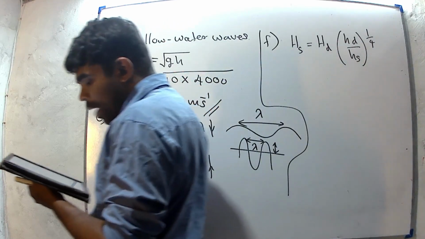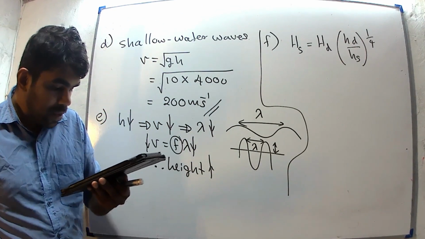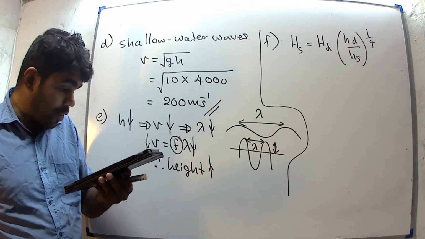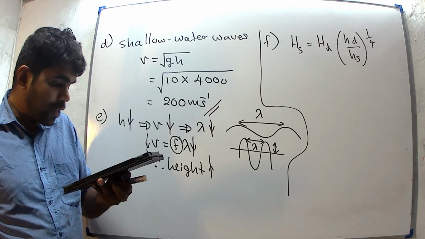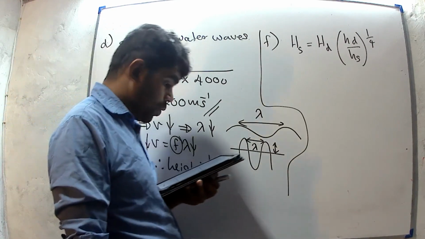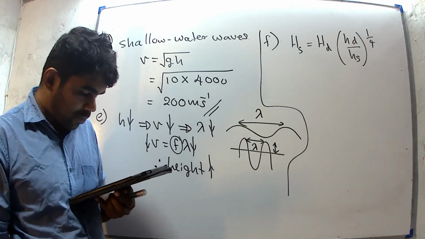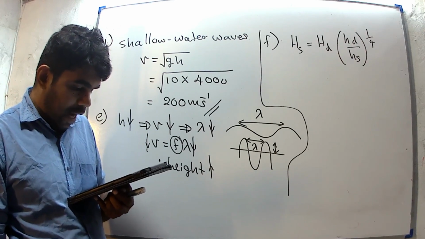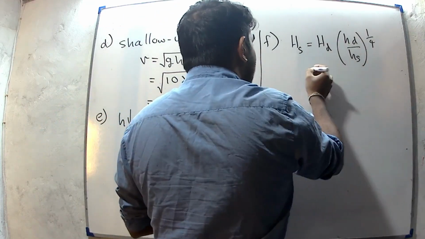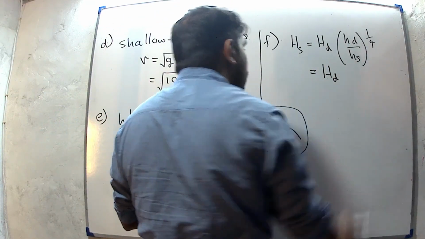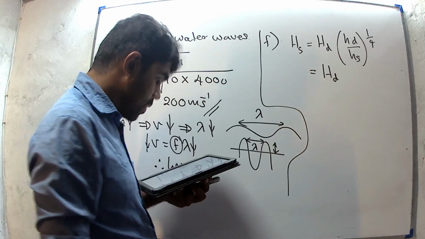Calculate the height of tsunami wave in the ocean at a place where depth is 6,250. Take the height of wave at water depth of 10 meters as 5 meters. Now we have to calculate the height of tsunami wave at the place where the water depth is 6,250. It means we have to calculate the HD value, the height of tsunami wave in deep water. HS is given as 10 meters.